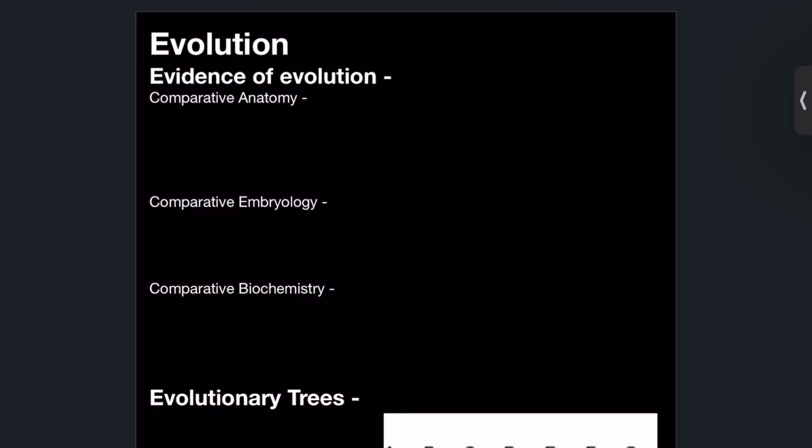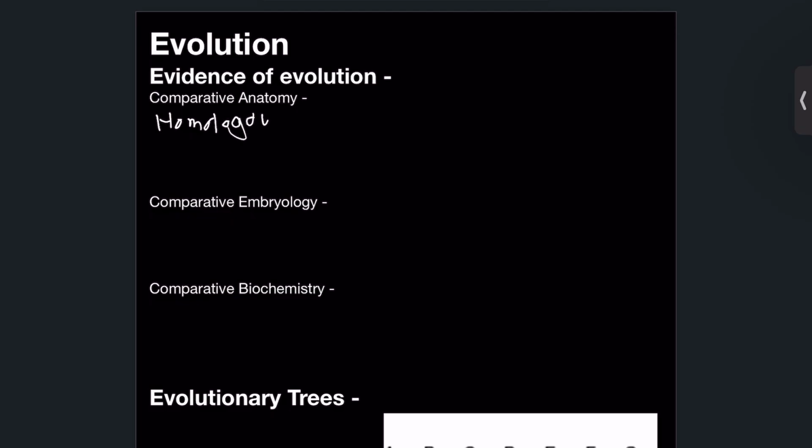There are a few different ways that scientists have found evidence of evolution, and the first is comparative anatomy. This is comparing physical structures, or things that have developed inside organisms, and there are two main ones you want to know. The first are called homologous structures, and these are structures that are similar in form.